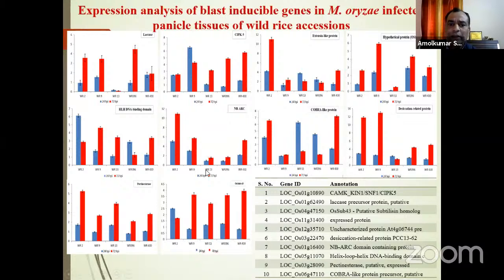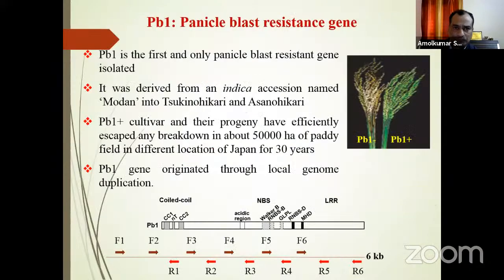This is one marker where this particular gene at 24 hours shows simply one-fold upregulation, or we can say there is no upregulation of this gene in susceptible lines, but there is upregulation from 2 to 5-fold in resistant lines. So if we use this as a marker, we can identify whether a particular line is resistant or not for almost all strains.